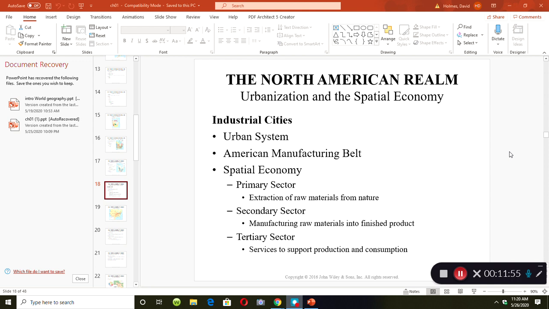Now the tertiary sector, the third, is a higher sector. That's where you get IT or services to support production and consumption. So that would be computers, cars, something that's finished. You're supporting the consumer. It's more of a service industry. But we're going to look at this map, which I think is cool.